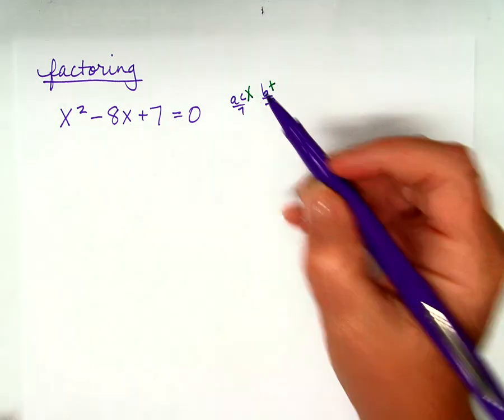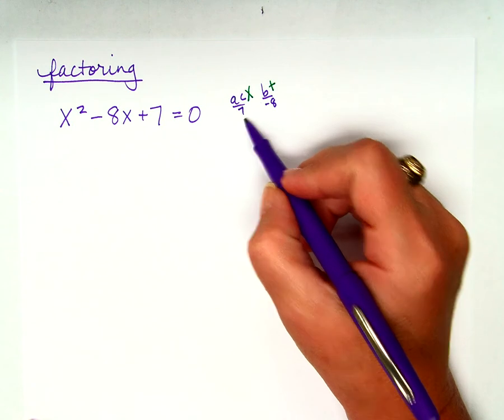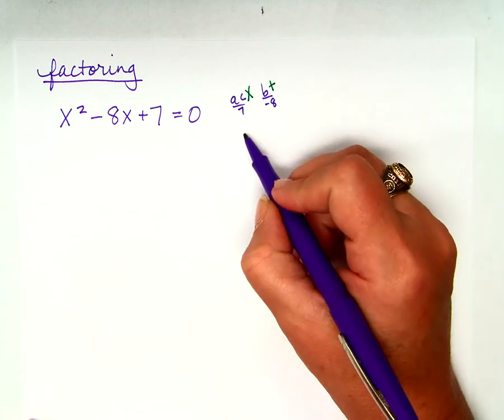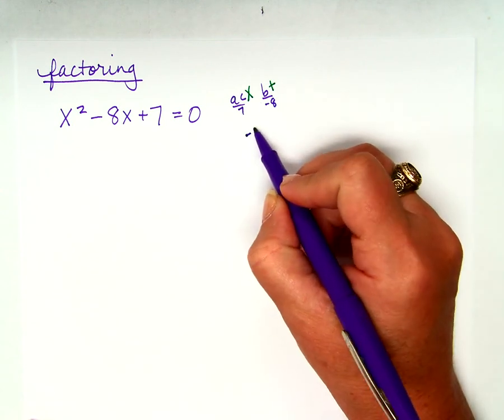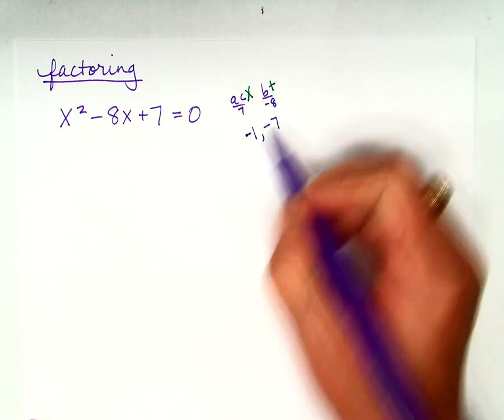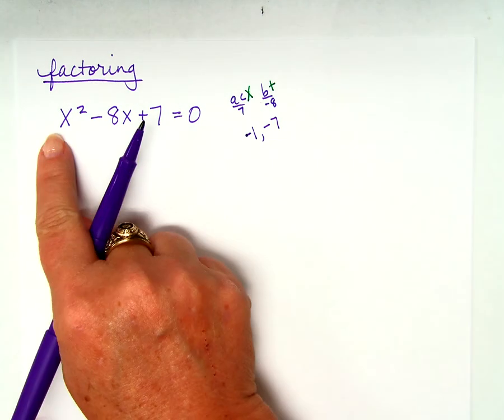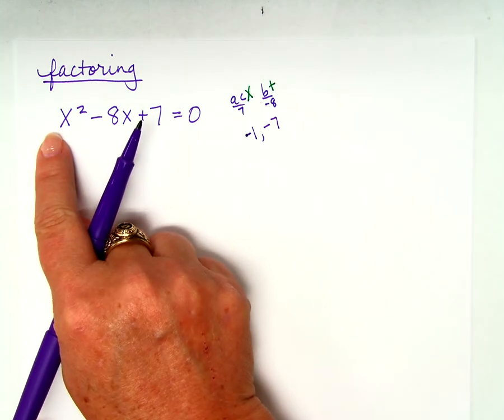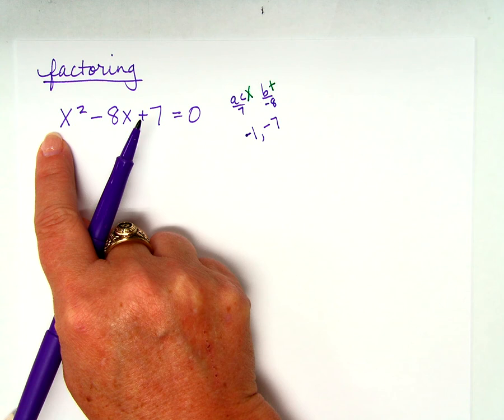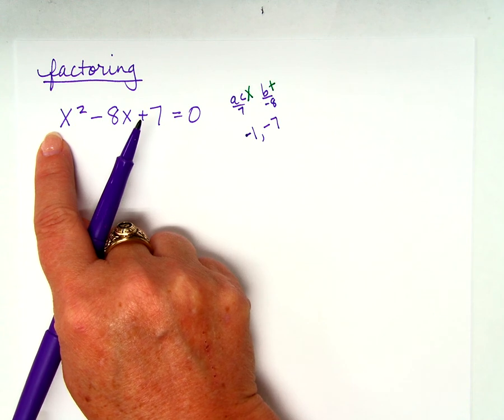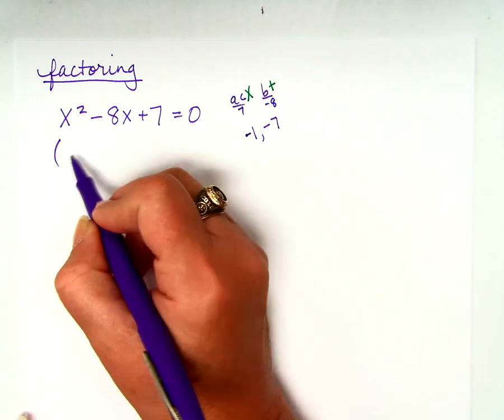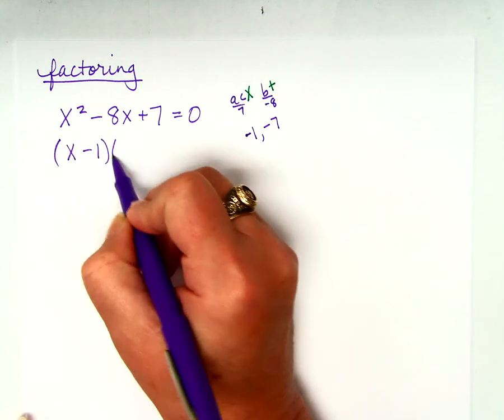Okay? So what 2 numbers multiply to be 7 and add to be -8? -1 and -7, right? Can we do the shortcut? Why can we do the shortcut? The leading coefficient is 1. If the leading coefficient is 1, we can go straight to the factors.